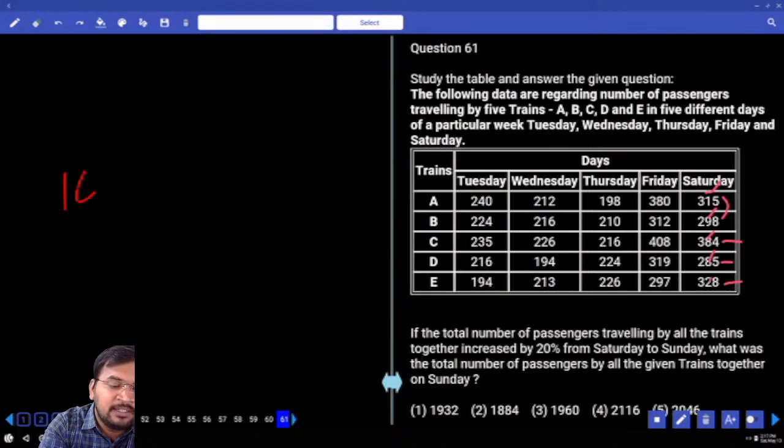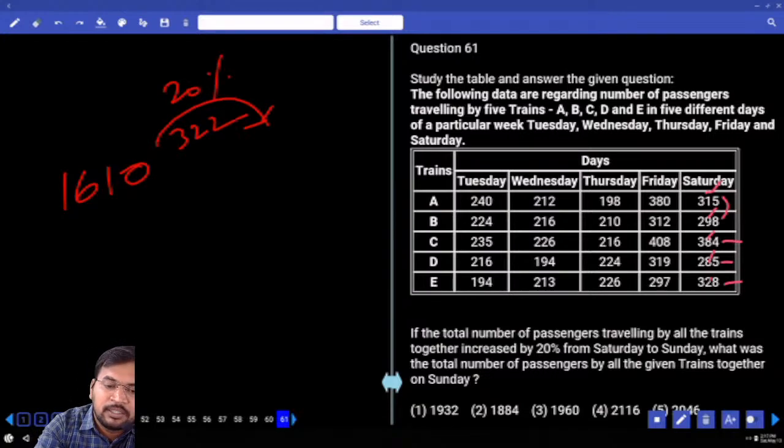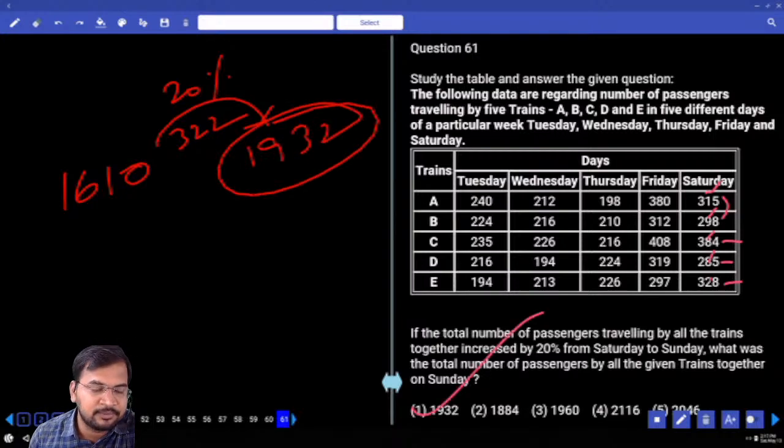1580. 20% more, 20% is nothing but 322, that will become 1900 and your answer is 1900.